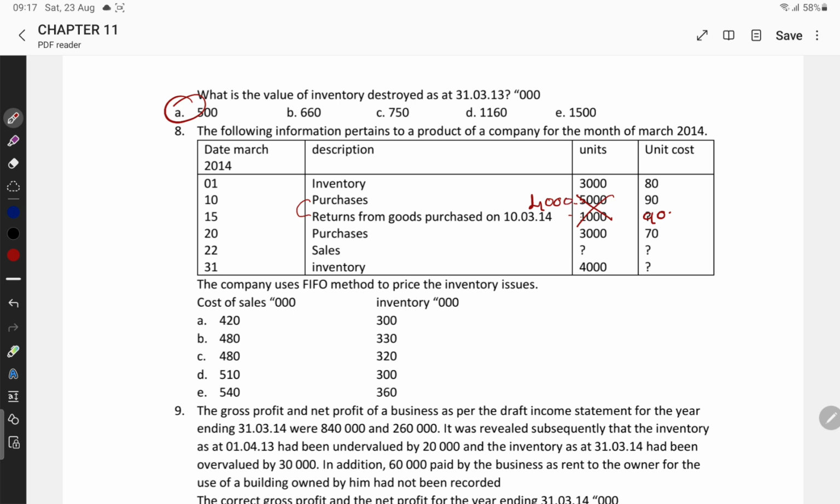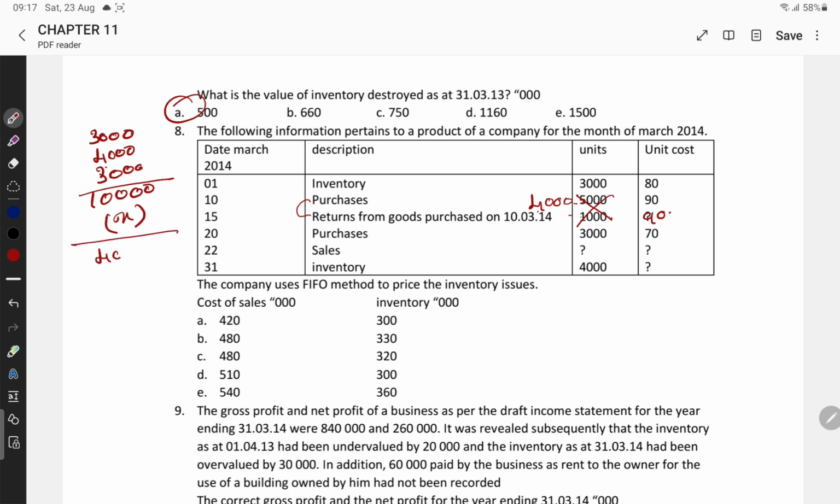Okay, so let's see. First and foremost, we have to find how many units did we sell. So my opening inventory was 3000. I purchased 5000, returned 1000, means net purchase is only 4000. Then I have purchased another 3000 units. So total number of units I have purchased is 10,000 units. Okay, 4, 5, 6, 7, 8, 9, 10. Then I have sold an X number of units.